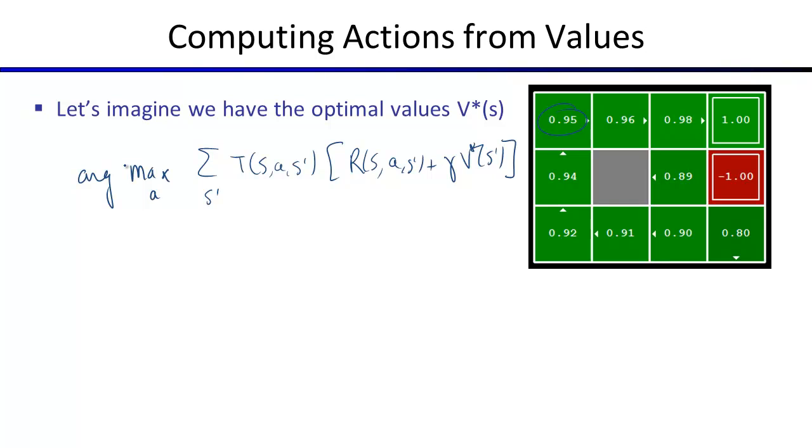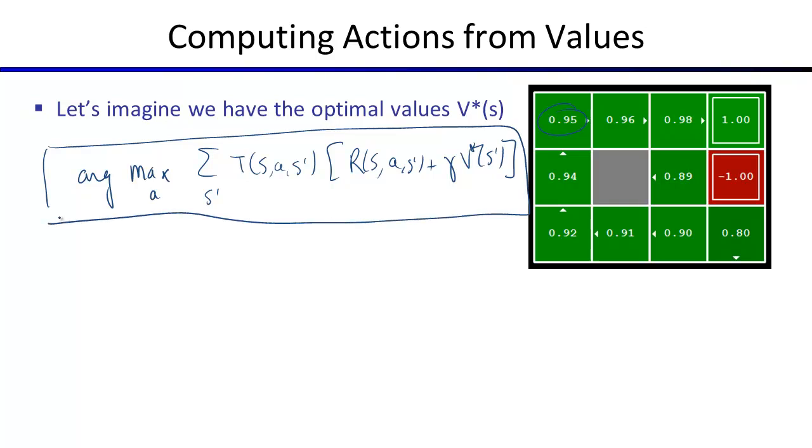So if you're given a set of values, this operation here is extracting what people call the one-step look-ahead policy relative to that set of values, and that's the way to get the optimal action out. The one-step look-ahead relative to the optimal values V star gives you the optimal action, sorry, the optimal action pi star for that state S.